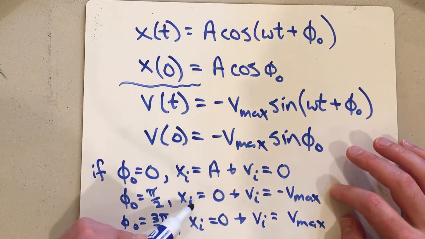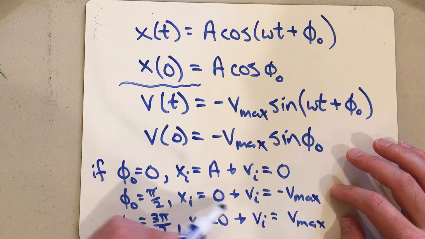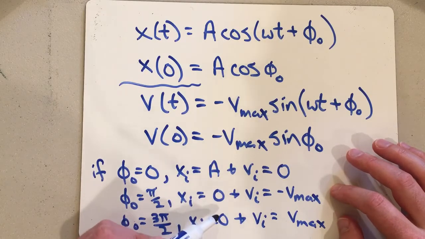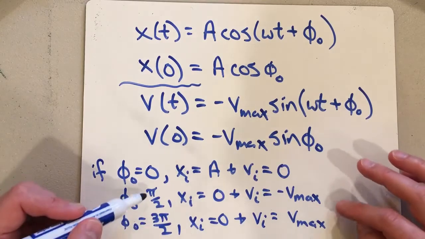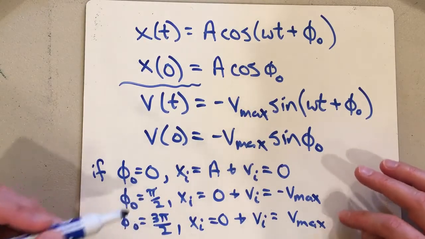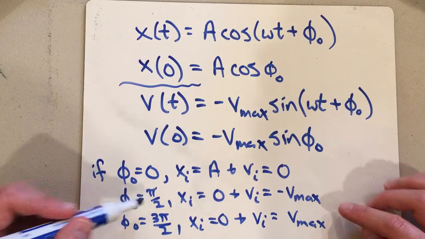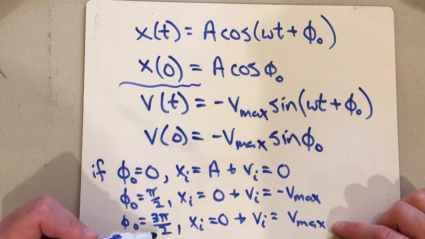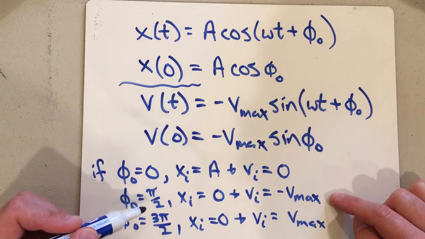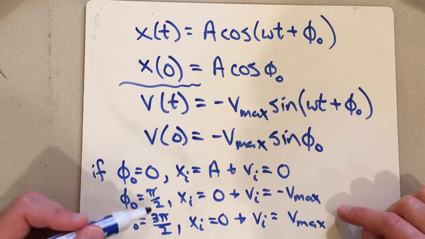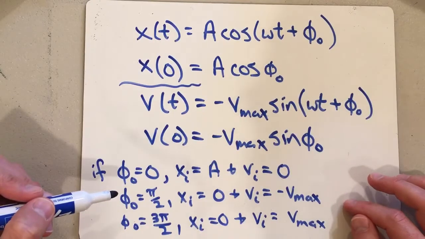This x equals 0, that's the equilibrium position. And that's when it's moving the fastest. And the difference between these two phase shifts here is the direction that it's moving. With 3 pi over 2, it's moving in the positive direction. With pi over 2, it's moving in the negative direction. So you have to take a close look to figure out which way it's moving.